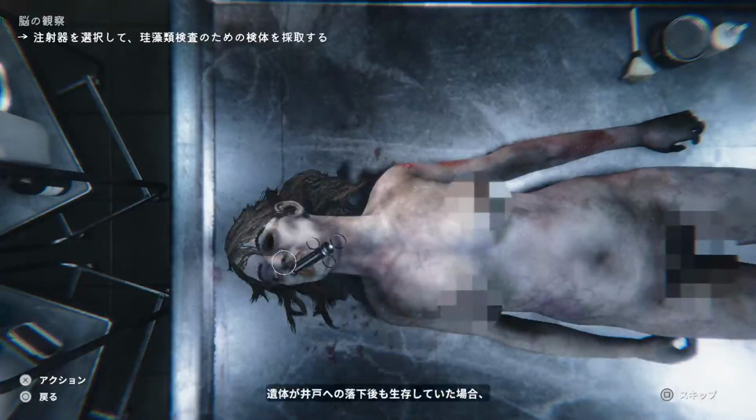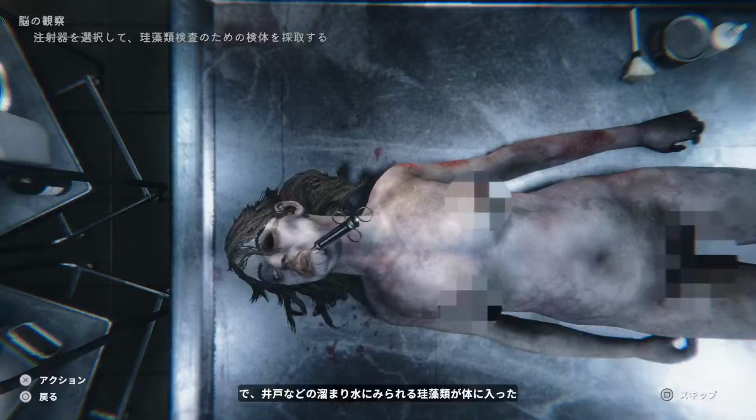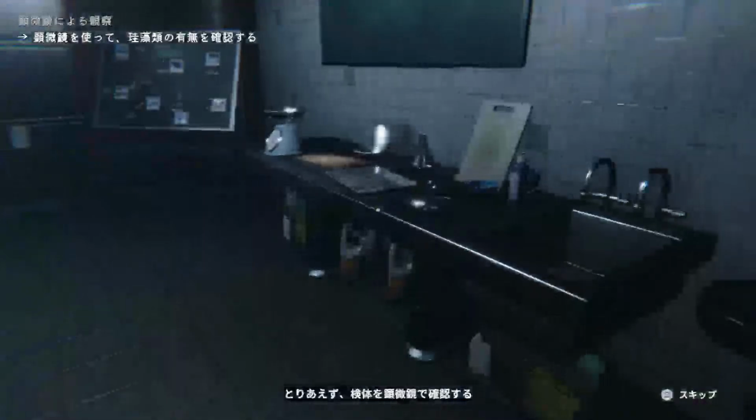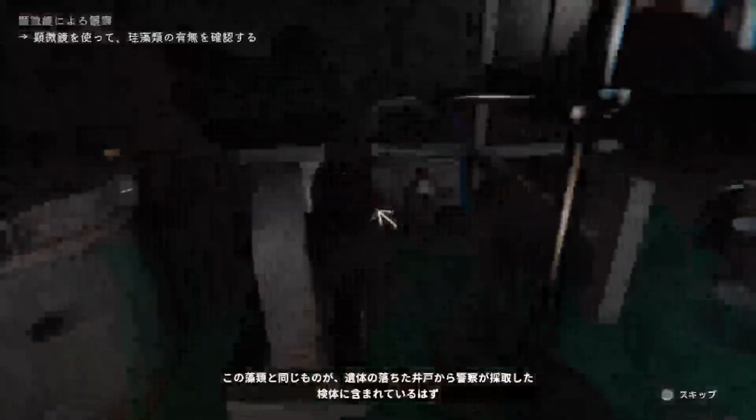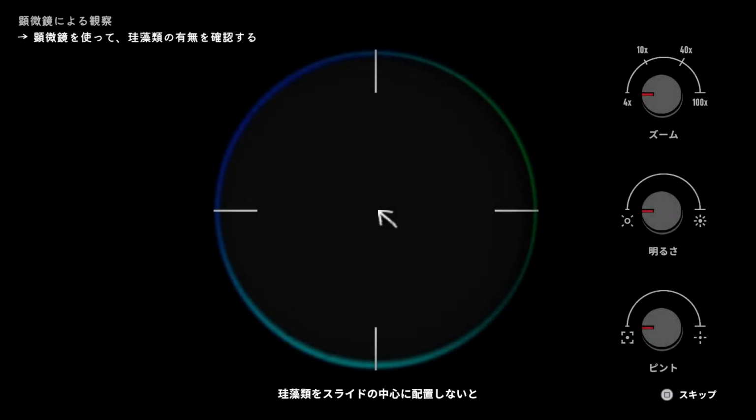If the victim was alive when she fell into the well, she must have swallowed water fighting for her life, and then diatoms, characteristics of pooled water like a well, got into the body. In the meantime, I'll check the sample under the microscope. I'm sure that these algae traces will be found in the samples taken from the well where police found the body. Now I need to adjust the knobs properly, and place the diatom in the center of the slide.